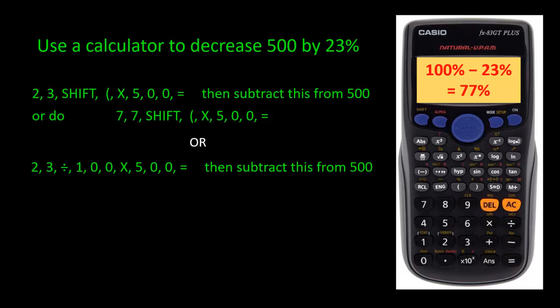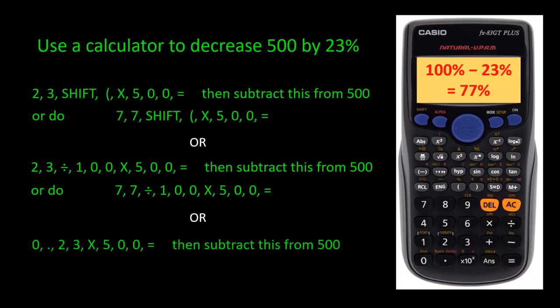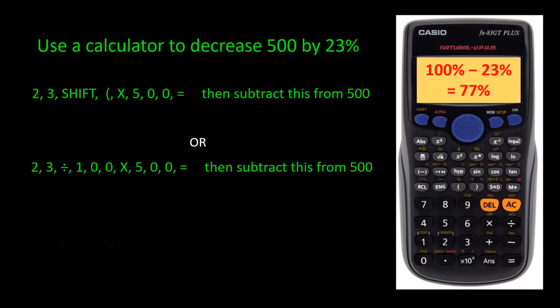Or you could be clever and say, well, that's 77% I'm looking for, and do 77 divided by 100. Or you could use decimals, 0.23 times 500, and then subtract that because it's a decrease. Or you could do, well, 1 minus 0.23 is 0.77. So there's 6 ways again, but my advice, use one of those two. Either do 23 shift open bracket to get 23%, take it away, or do 23 divided by 100, and then subtract that from your original.